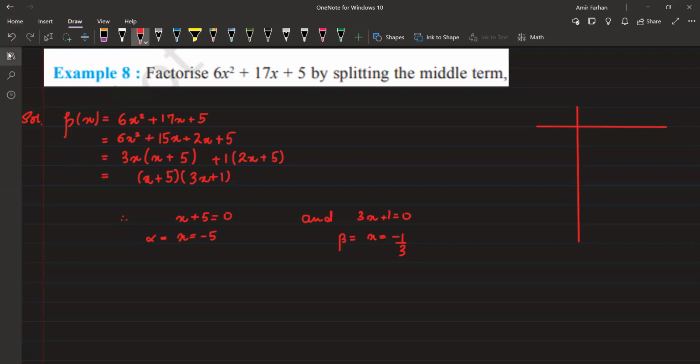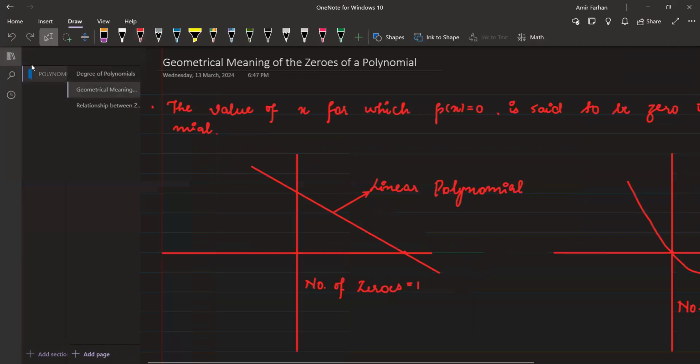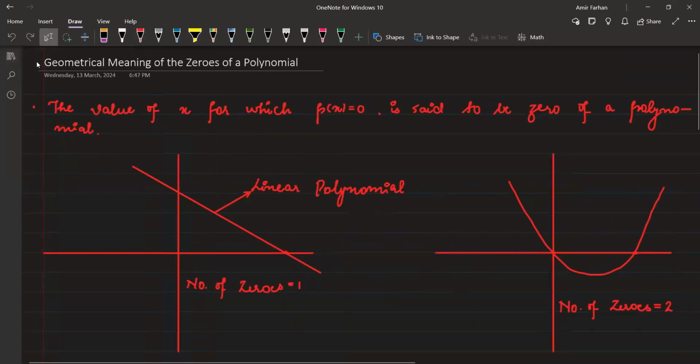Okay, very good. Ifra and Gianna, please look. Let's revisit a little bit again so that you can remember this. The geometrical meaning of zeros of the polynomial is that if we draw the graph, whenever a graph touches or intersects the x-axis, the number of points of intersection at the x-axis will be called the zeros of the polynomial in a graph. Am I clear?